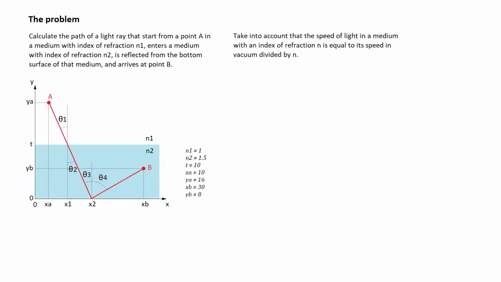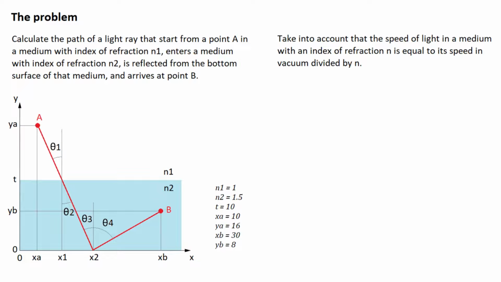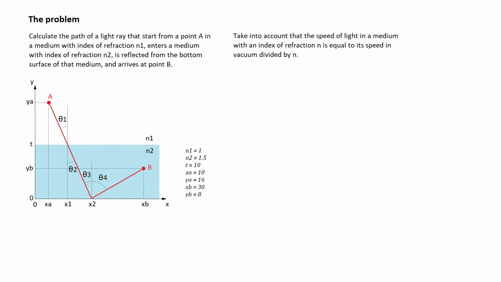The problem to solve is the following. Calculate the path of a light ray that starts from a point A in a medium with index of refraction n1, enters a medium with index of refraction n2, is reflected from the bottom surface of that medium, and arrives at point B. Take into account that the speed of light in a medium is equal to its speed in vacuum divided by the index of refraction of the medium.